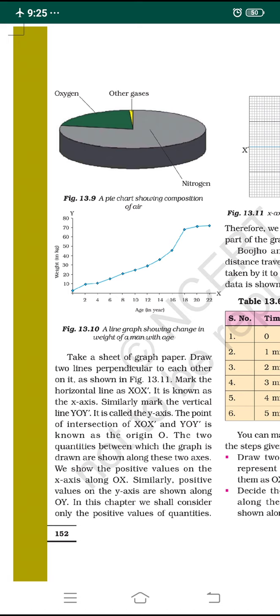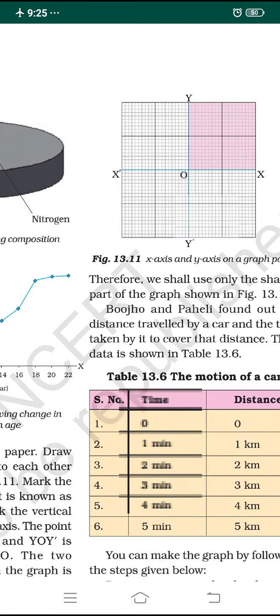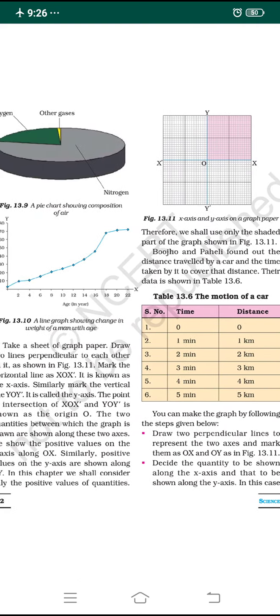Draw two lines perpendicular to each other on that graph paper. You have to draw two exactly perpendicular lines as shown in figure 13.11. Here you can see, you have to take a graph sheet and draw two perpendicular lines. One is horizontal in the middle, and the other one is vertical.